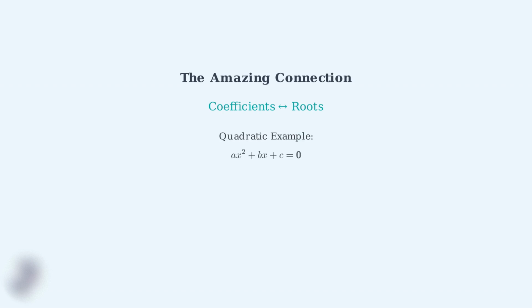Now here's where it gets fascinating. There are precise mathematical formulas that connect these coefficients directly to the roots. These are called Vieta's formulas, named after the French mathematician François Vieta. For example, in a quadratic equation, the sum of the roots equals negative b over a, and the product of the roots equals c over a. This means we can find information about the roots without solving the equation.